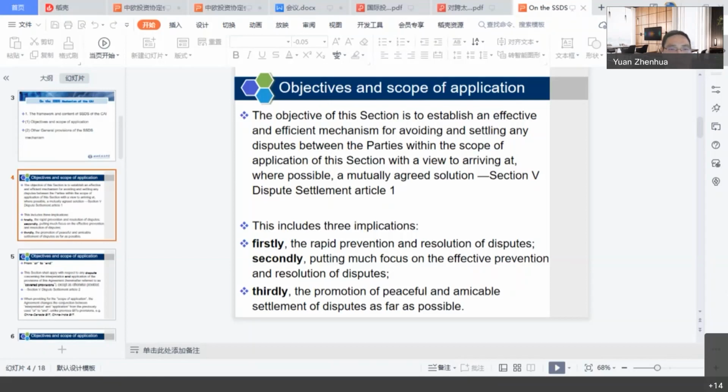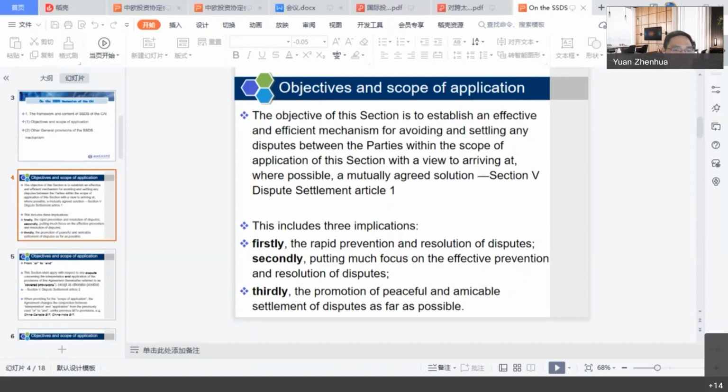The first is the objective and scope of application. As we know, the objective of this section is to establish an effective and efficient mechanism for avoiding and settling any disputes between the parties, maybe only two parties, within the scope of application of this section, with a view to arriving at, where possible, a mutually agreed solution. Of course, this is a quotation of Section 5, Dispute Settlement, Article 1.